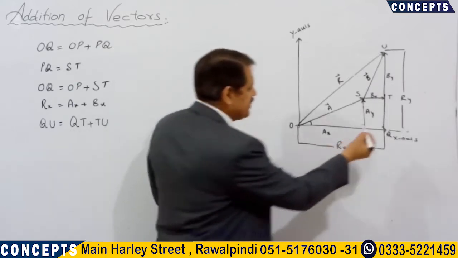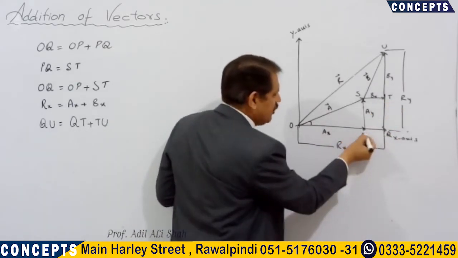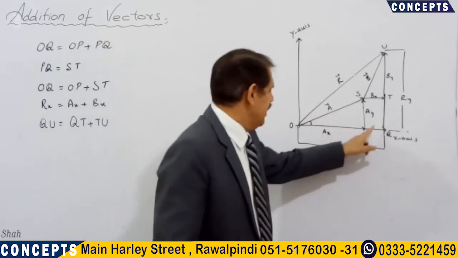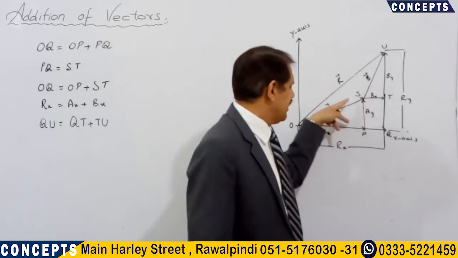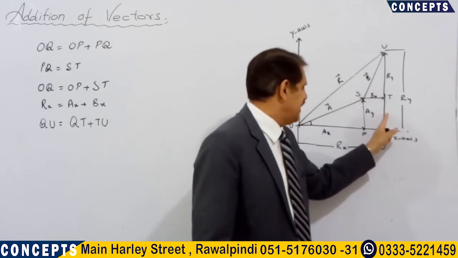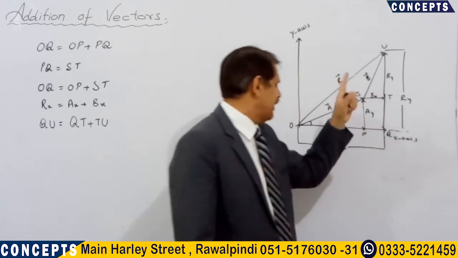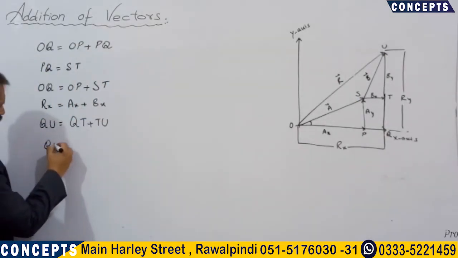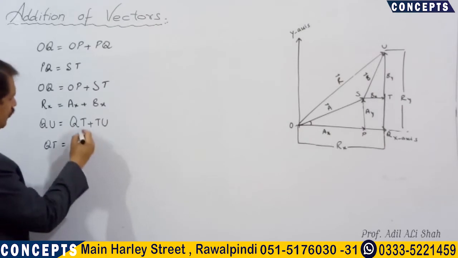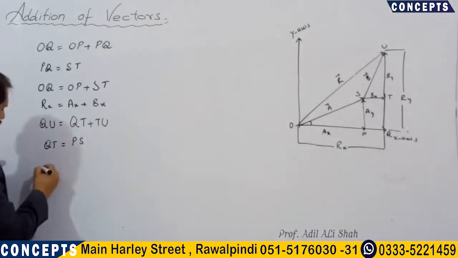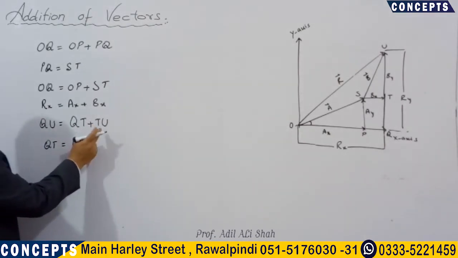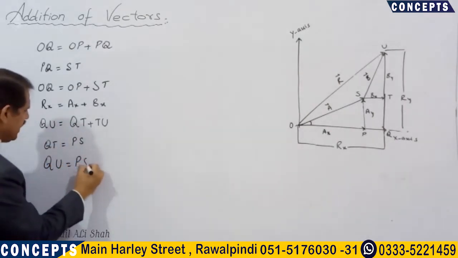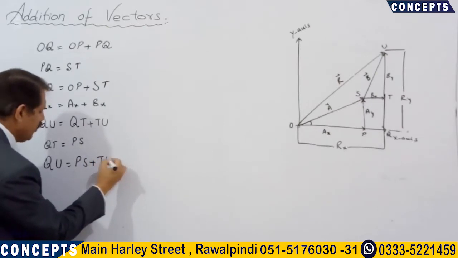Now here you can see that this QT is equal to PS. The same justification can be given. These are two parallel lines being cut by two parallel lines, which means the length of this line segment and this line segment would be equal. So we can write QT is equal to PS. Putting this value here, we can write QU is equal to PS plus TU.